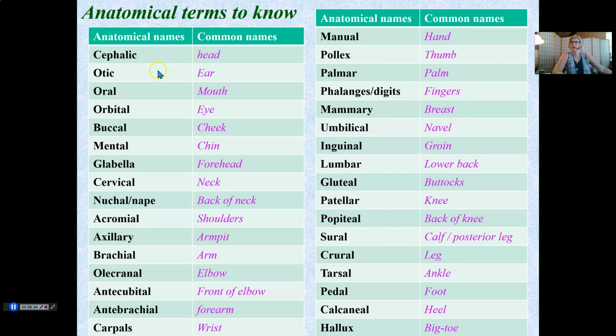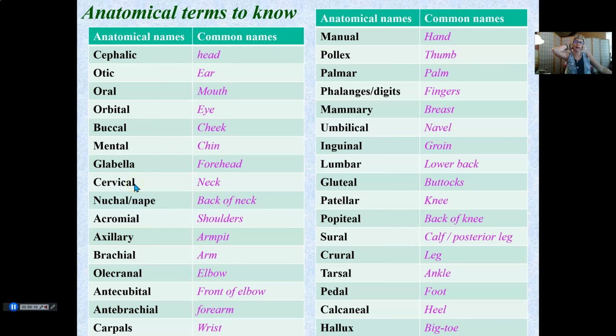Cephalic is towards the head. Otic means ear. Oral is mouth. Orbital is eye. Buccal means cheek. Mental means chin. Think about the thinking man. That is a specific statue, if you ever look at that. Glabella is forehead. I always think of aliens with big foreheads. That's glabella, and glabella sounds like a very strange name.